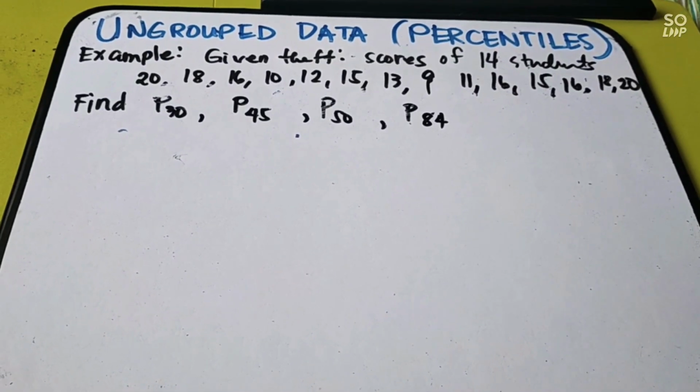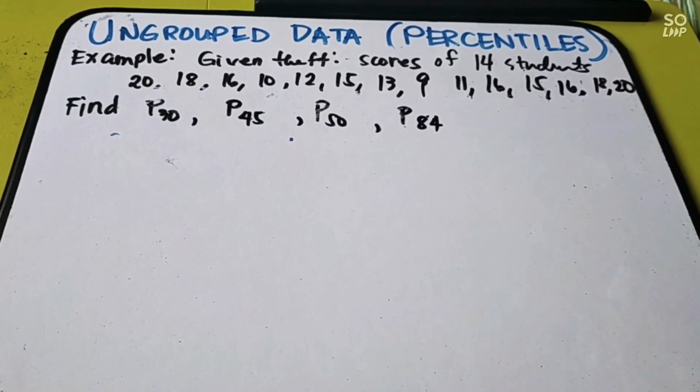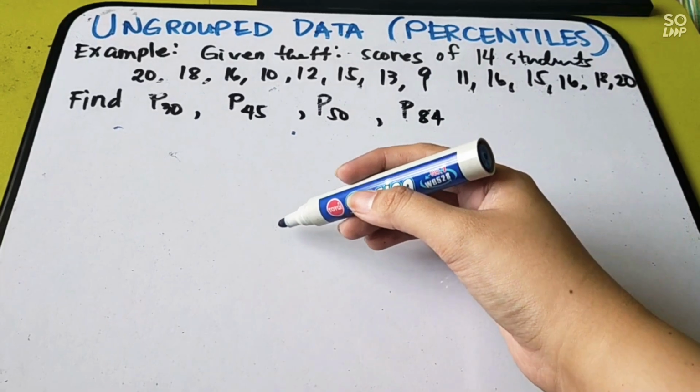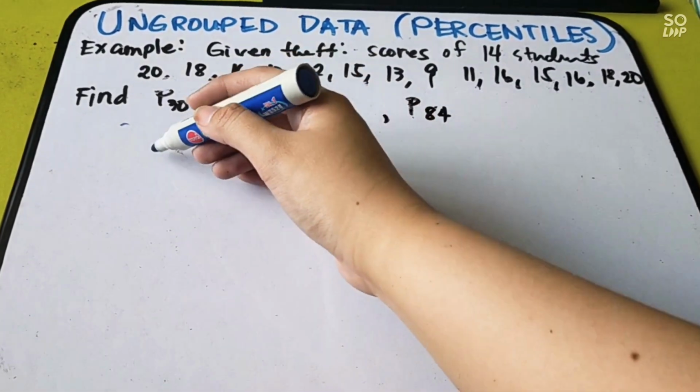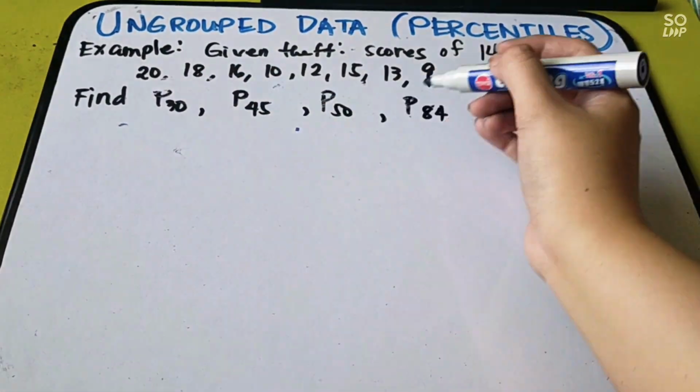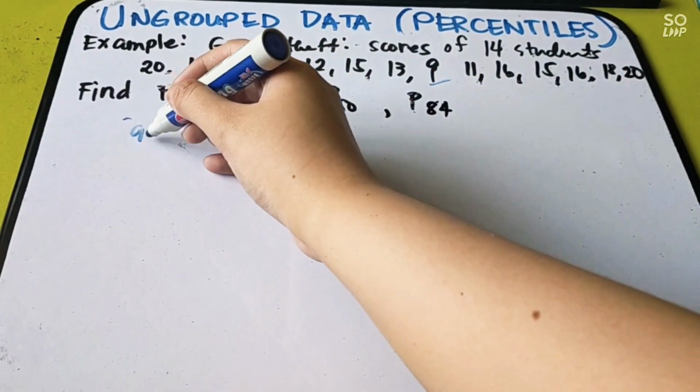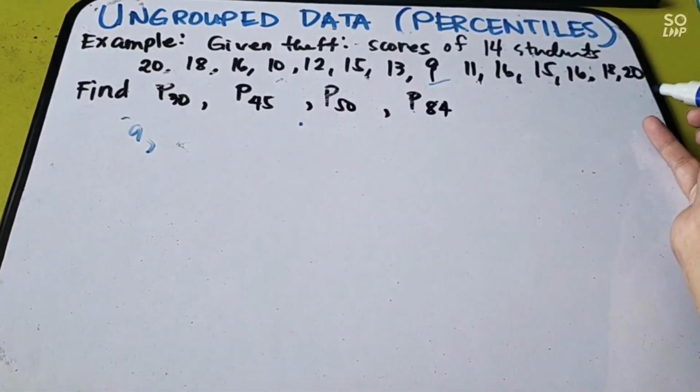So first, we are going to arrange the given scores into ascending order or from lowest to highest. So ang ating lowest score, we have here 9. Then next, we have here 10.